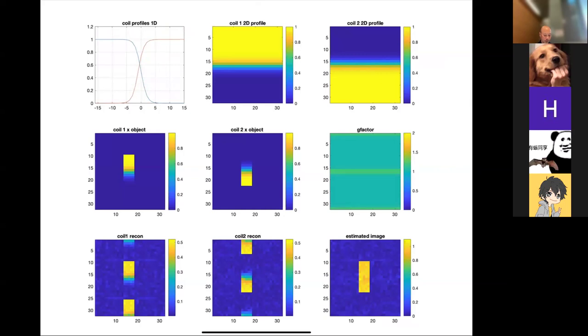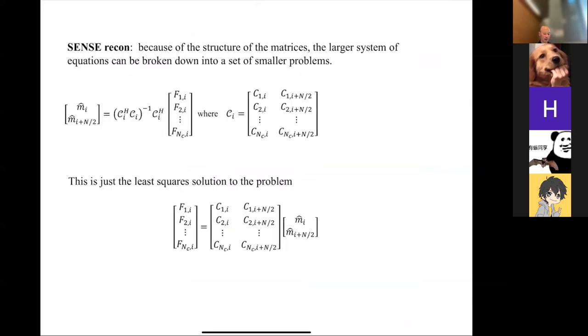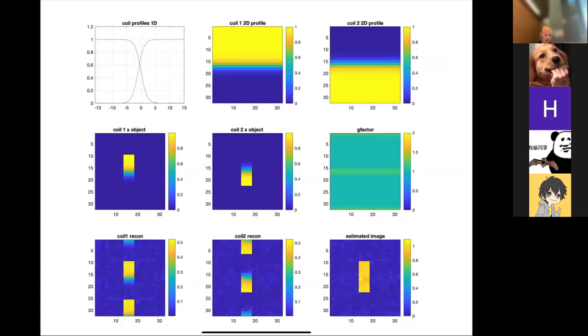So I'm showing a 1D profile here, but the idea is if I look at the coil profile, since it's a 2D coil profile, I'm just showing you but it only varies in one direction. So that's the profile. So essentially, coil 1 has this profile where it's sensitive here and it falls off here, and so the 1D view of it is just this, right?